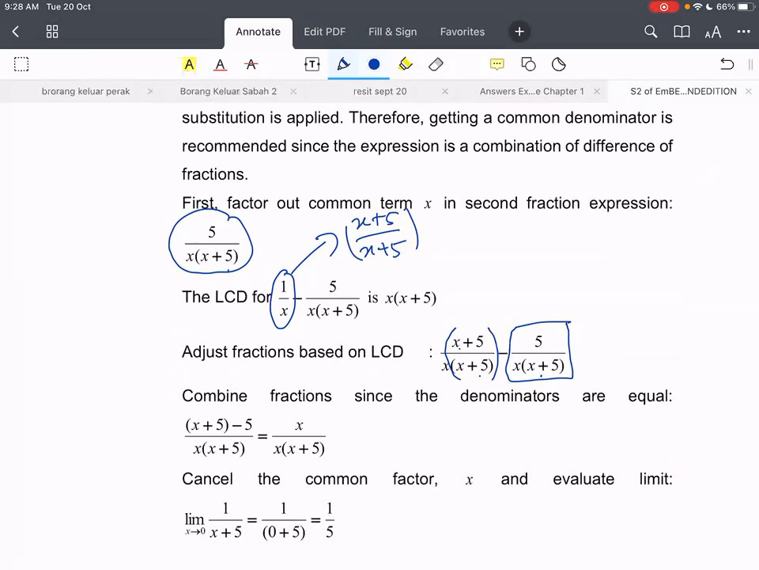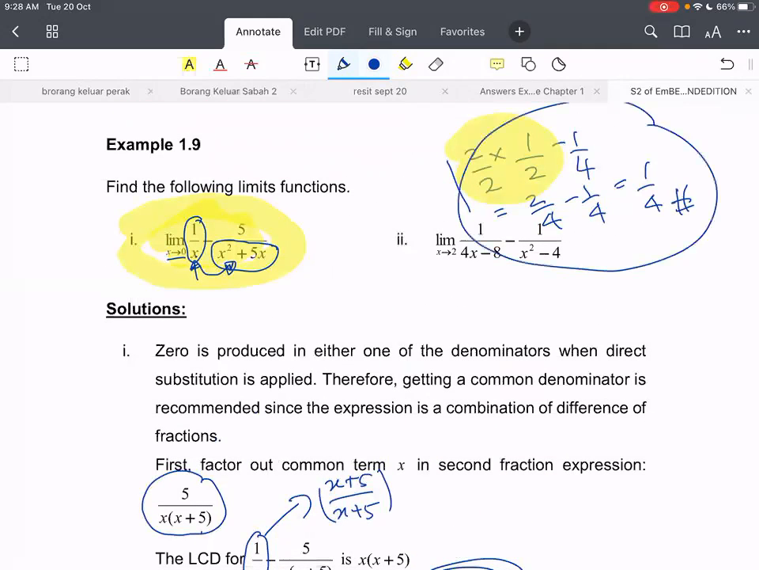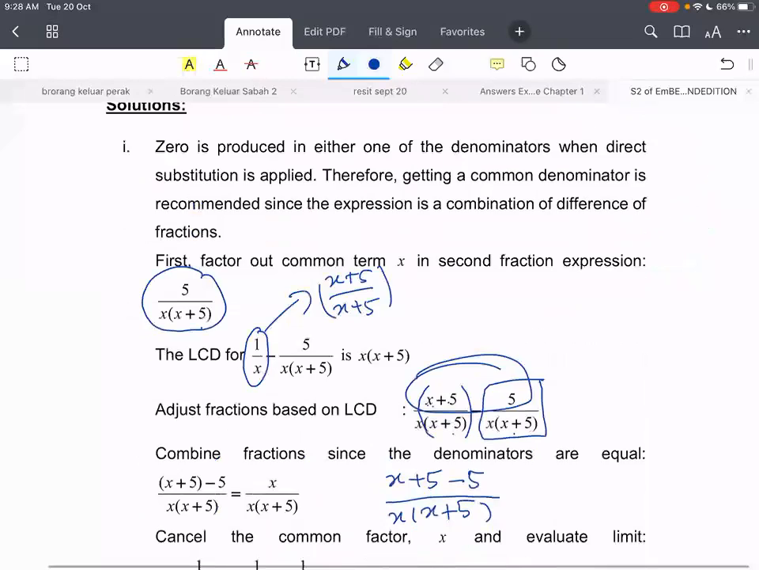The denominator will be the same. So once the denominator is the same, you can combine the numerator. So x plus 5 minus 5 over x plus 5. It's just similar to the one example that we did here. So once you already combine it, you can also write it down as 2 minus 1/4. Betul tak? It's the same condition or equal condition. So similar to that.